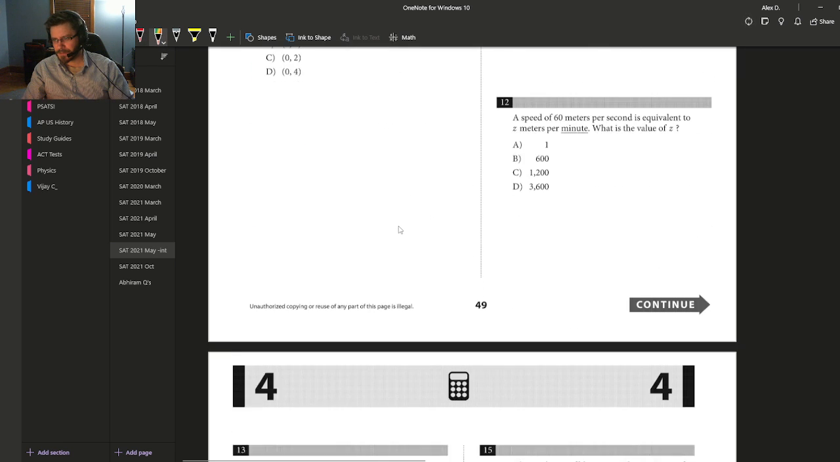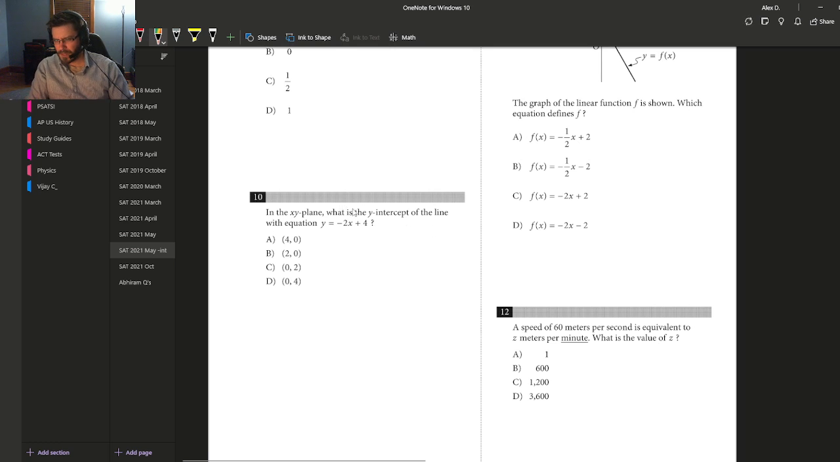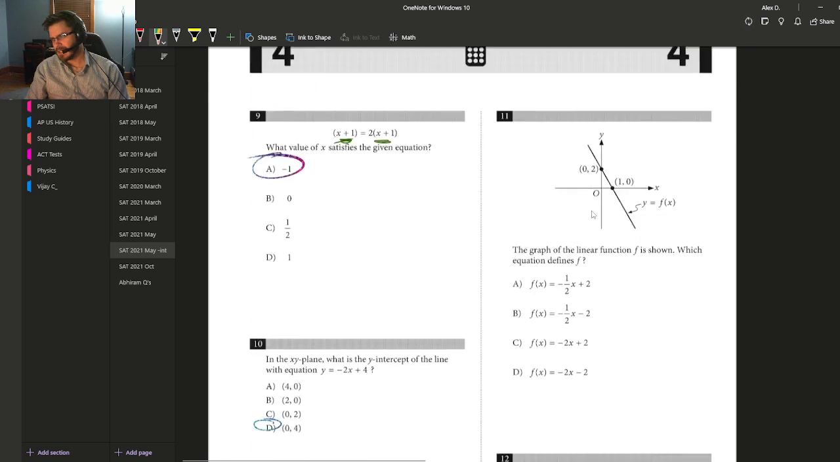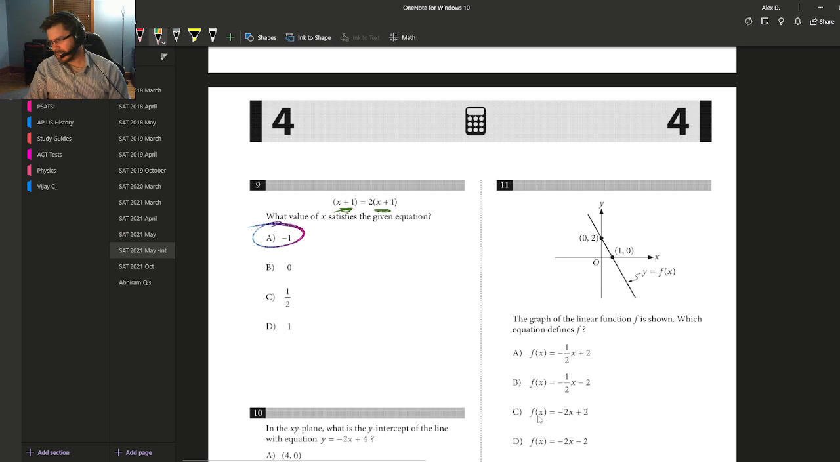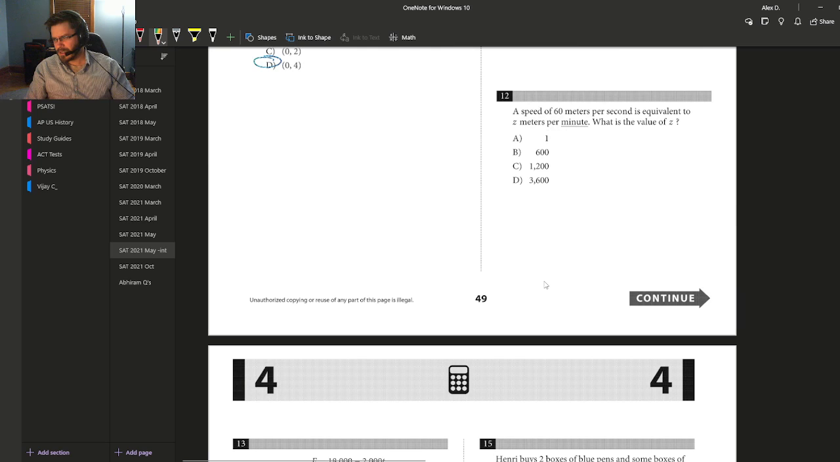Let's keep going. Y-intercept of the line. Really? Okay, this feels too easy. What is going on? Change of 2 over 1. Yeah. Man, they made this test too easy, didn't they? I hope the reading is harder. I haven't done the reading yet.